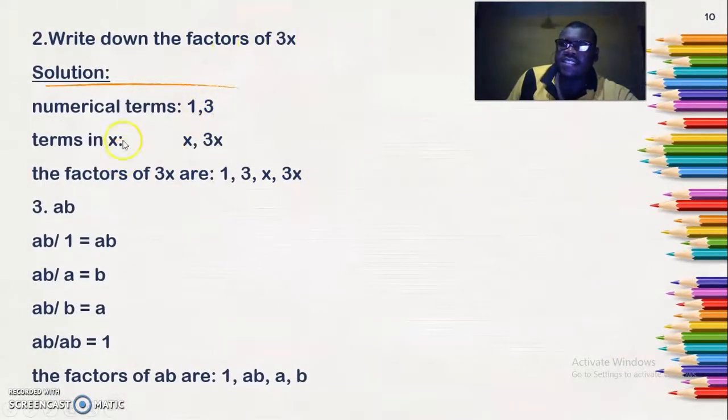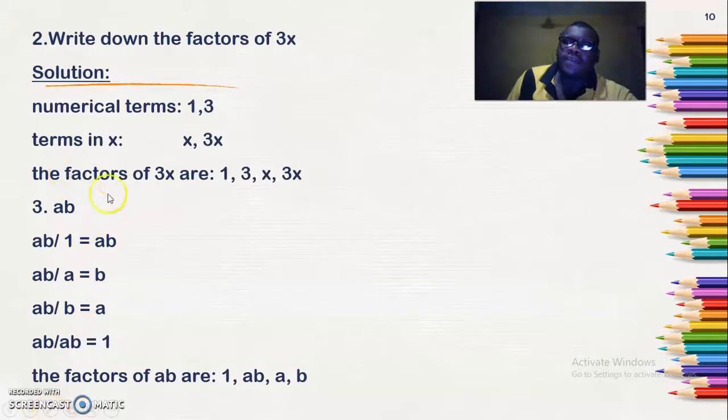Factors of 3x. So in numerical terms, 1 and 3. Because if you divide 3x by 1, it gives you 3x. If you divide 3x by 3, you just have x. Now if you divide 3x by x, you're going to have 3. If you divide 3x by 3x, you're going to have 1. So the factors of 3x are 1, 3, x, and 3x.